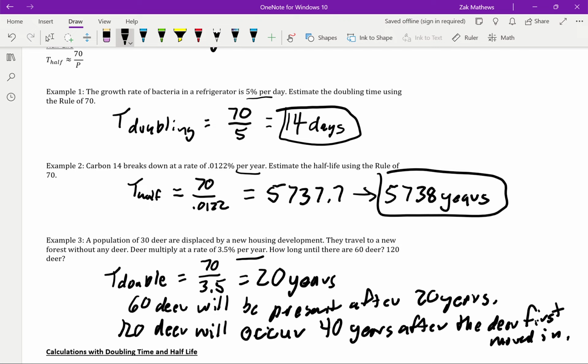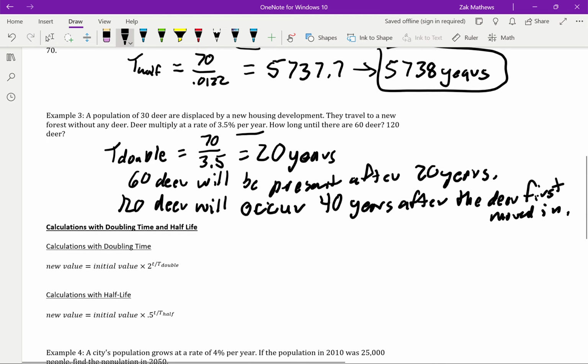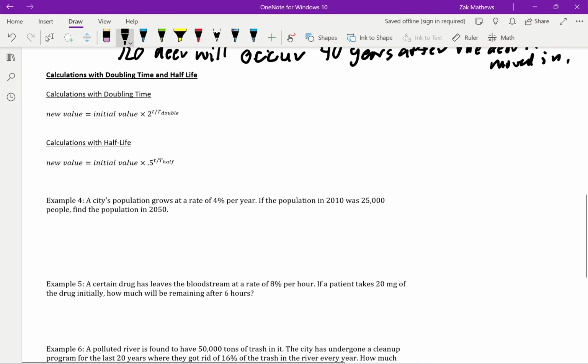Now this was a relatively simple problem to figure out because we had that exact amount of doubling, 30 deer to 60 deer, 30 deer to 120 deer. But it would really be nice to have a formula that could help us calculate how long it would take to do something, or how many deer we'd have at a certain period of time, right? How many we're going to have based on that doubling time, or that half-life. And this is what we're going to get into next, our calculations with doubling time and half-life.